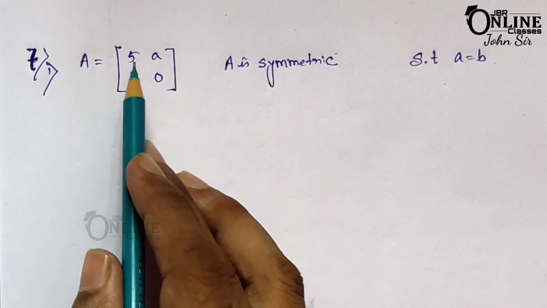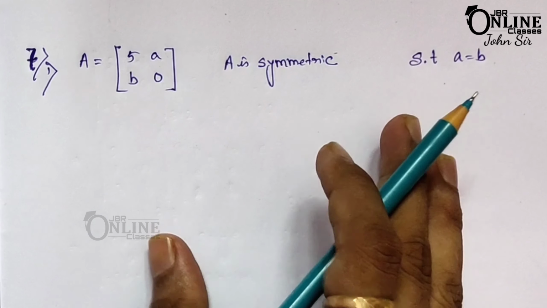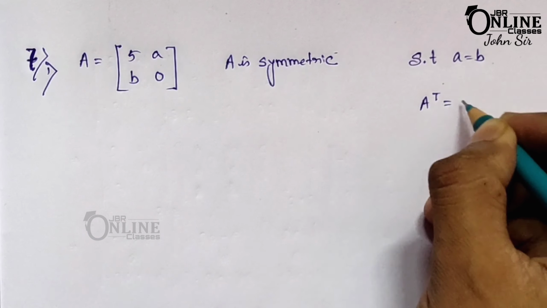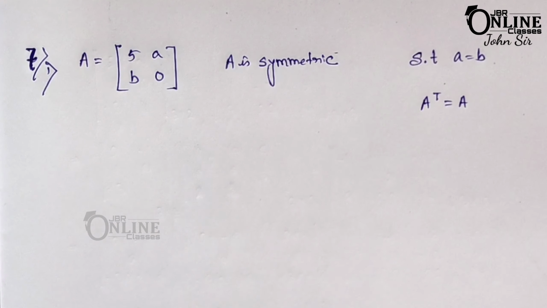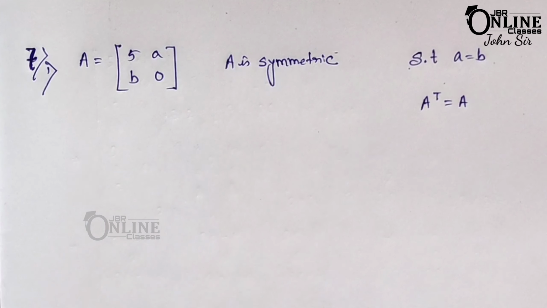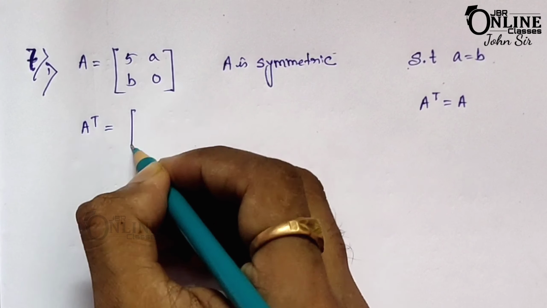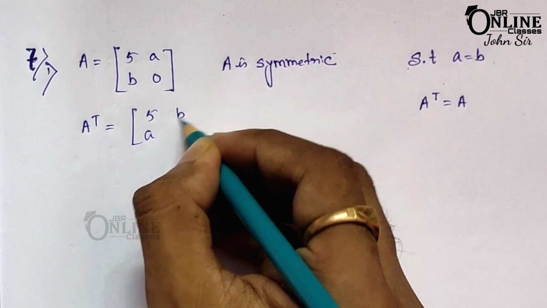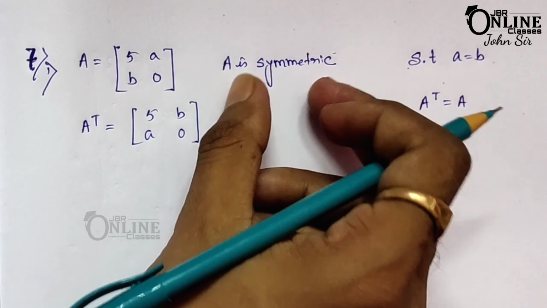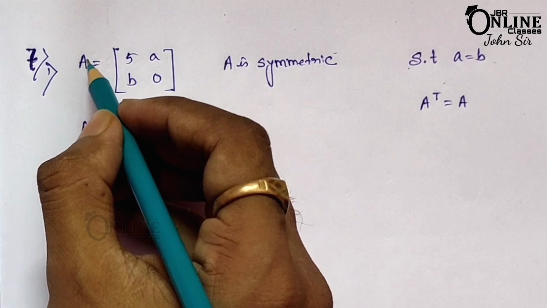Now sum number 7(1). Here if A equals the matrix 5 A, B 0, and A is a symmetric matrix, that means you know the property of a symmetric matrix, that is A transpose equals A, then you have to show that A equals B. So if A equals this one, then A transpose will be 5 A and B 0, so that is the A transpose matrix.